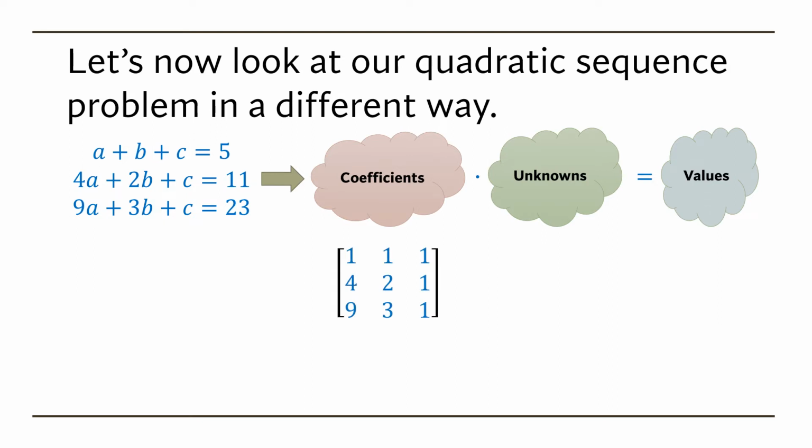If you notice the coefficients, the first line is 1, 1, and 1. The second line is 4, 2, and 1, and in the third line 9, 3, and 1. It's just a box. You notice it has 3 different lines, and we'll talk about that in a minute too.